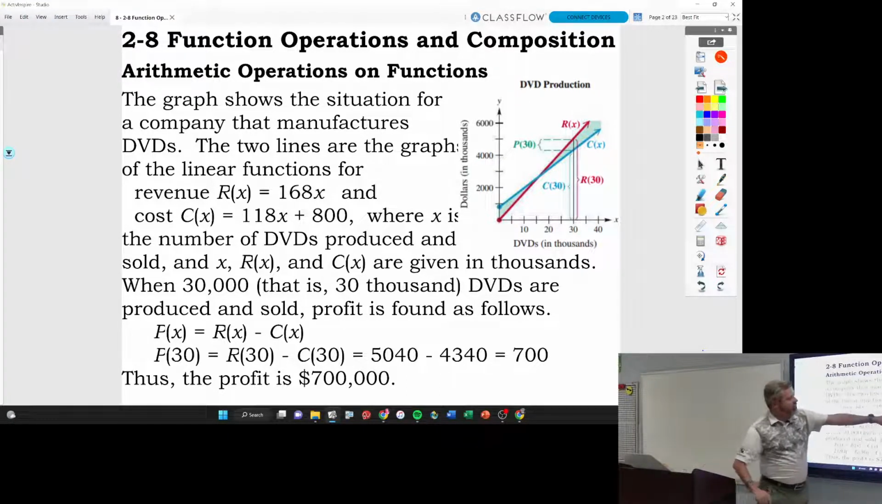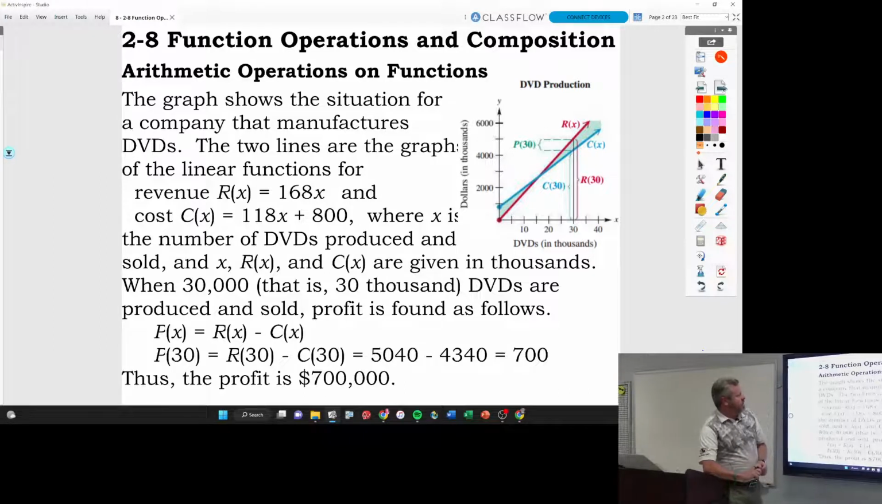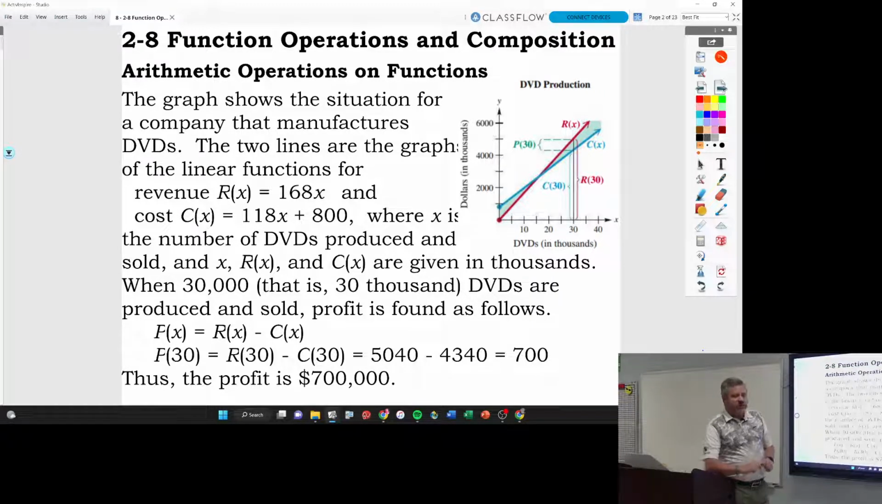So we have a graph here. It shows R of x and C of x. The graph shows the situation for a company that manufactures DVDs. The two lines on the graph are the linear functions for revenue, R of x is 168x, and cost, C of x, is 118x plus 800, where x is the number of DVDs produced and sold, and x, R of x, and C of x are given in thousands.